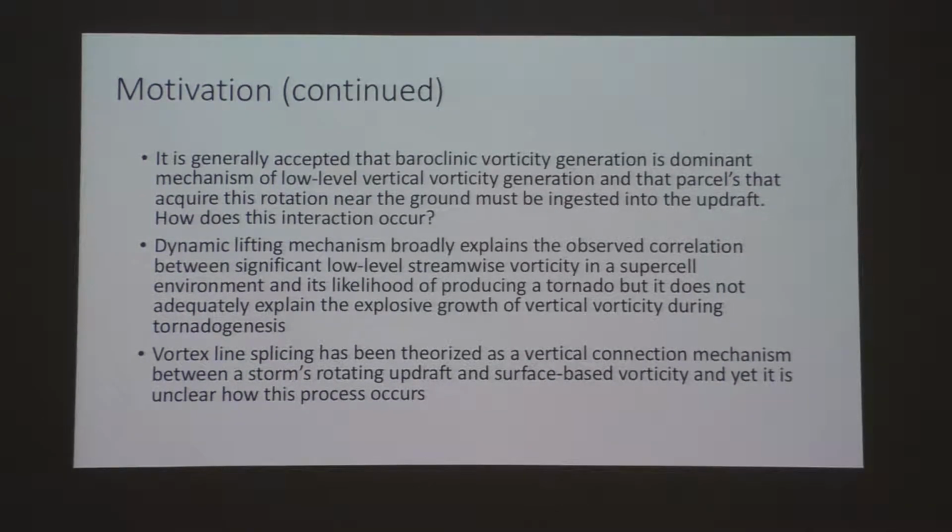So it's generally accepted, as I said earlier, that the baroclinic vorticity production mechanism is the dominant mechanism by which low-level vorticity is generated under supercells. But that rotation needs to be ingested into the updraft, like we said. The dynamic lifting mechanism broadly explains the observed correlations between environments with high streamwise vorticity and their storm relative inflows and the likelihood that they'll produce a tornado.